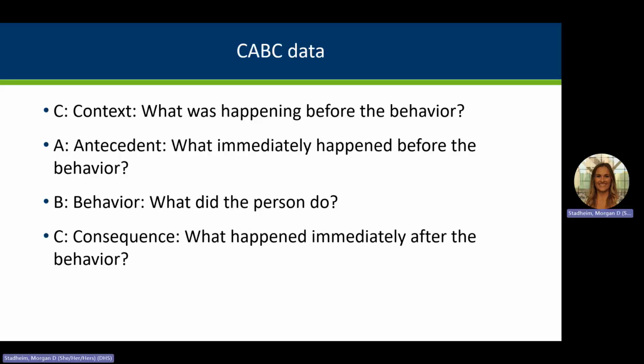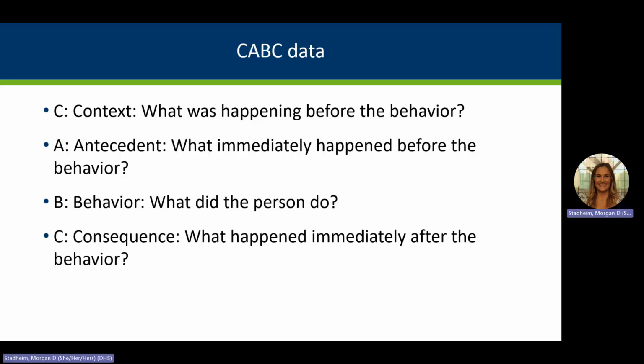The A stands for antecedent, or what immediately happened before the behavior. Some examples of antecedents include the person being told they can't do something, a roommate coming home, or stubbing a toe. The B stands for behavior. What exactly did the person do? For example, a behavior could be described as, without speaking, the person grabbed a kitchen glass off the counter and threw it at their roommate on the couch. And the second C stands for consequence, or what happened immediately after the behavior. This might include things like what the person did, what others did in response to the person, or changes to the setting or situation.